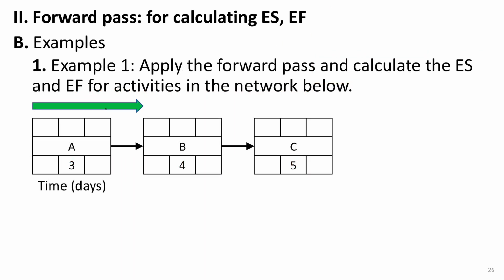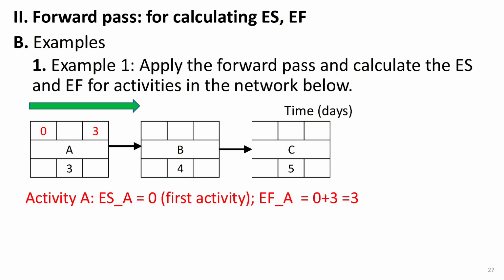All right, let's walk through an example to get familiar with the forward pass process. Here we have a precedence network with 3 activities, A, B, and C. Now remember, for the forward pass, we always move from left to right, starting from the first activity and working our way to the end of the network. Let's start with activity A. Since A is the first activity, its early start must be 0. That means A begins as soon as the project starts. This is true for every PDM network. The ES of the first activity is always set to 0.